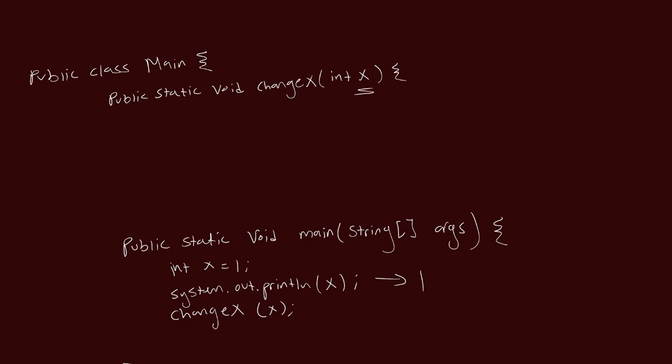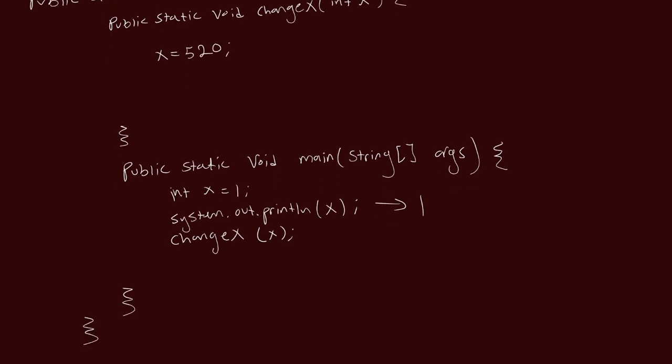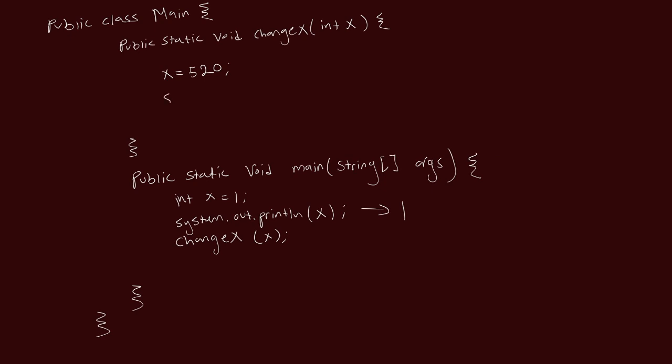This x, you can actually name it something else. It doesn't matter when we're doing methods. All right, so we're going to have x equal to 520, okay? And then we're going to print out x. And after we're done executing this, we're going to print out x afterwards here.